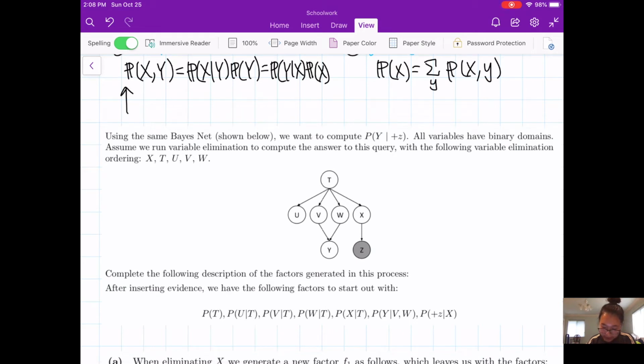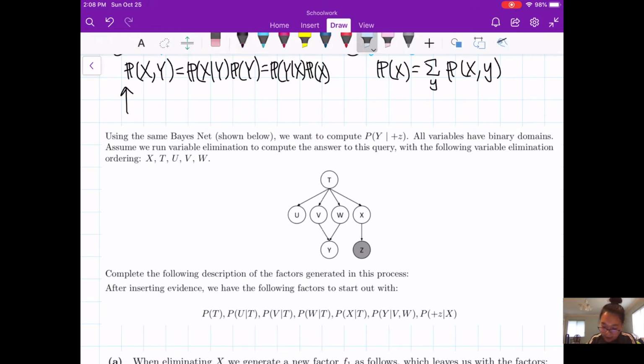So the problem statement is that we have this Bayes net here, and we are trying to compute the probability of y given positive z. So we have observed positive z. And all the variables have binary domains, and we want to run variable elimination in this ordering of x, t, u, v, w. And yeah, so let's get started.